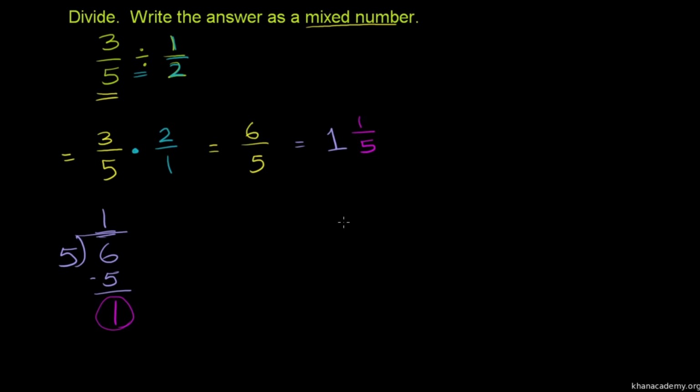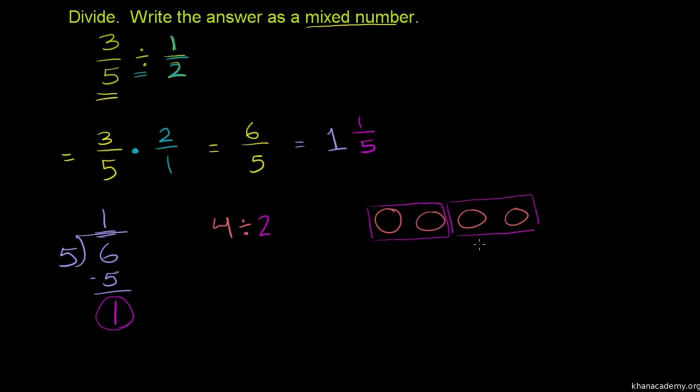If I were to take 4 objects. So I have 4 objects. 1, 2, 3, 4. And if I were to divide it into groups of 2. So I want to divide it into groups of 2. So that is one group of 2. And then that is another group of 2. How many groups do I have? Well, 4 divided by 2, I have 2 groups of 2. So that is equal to 2.